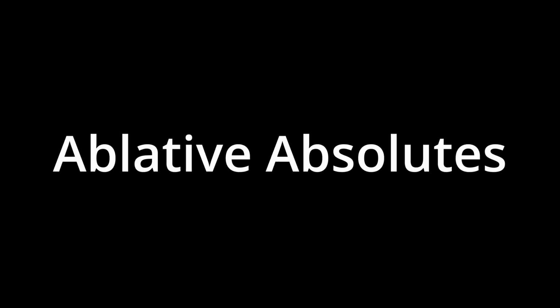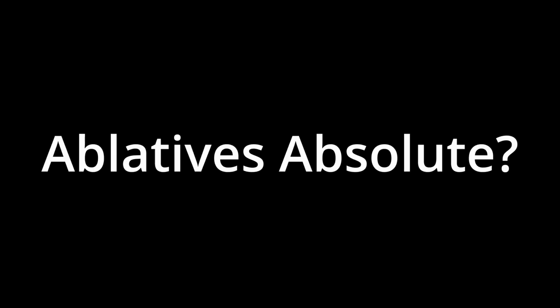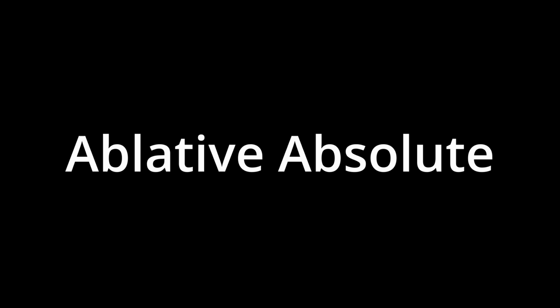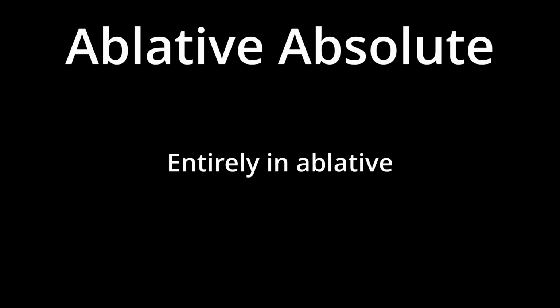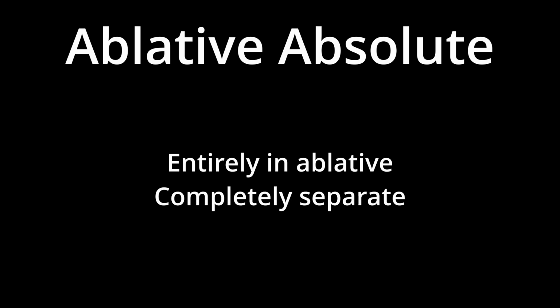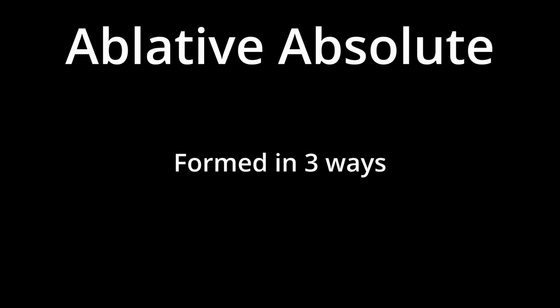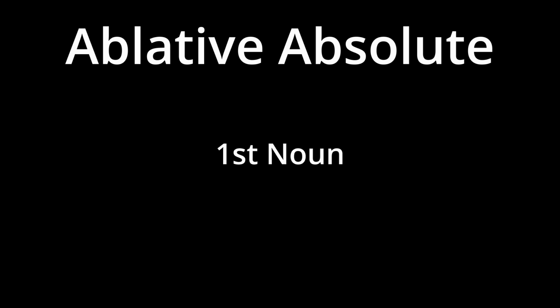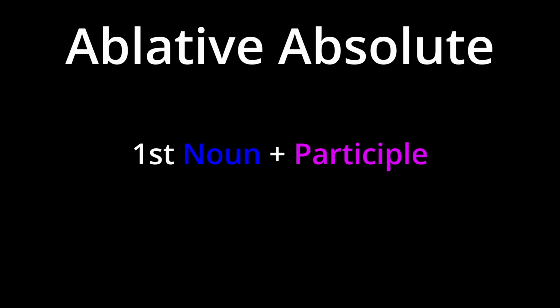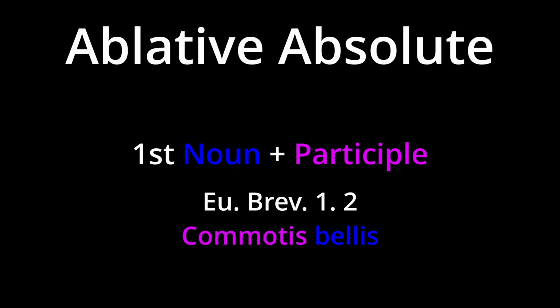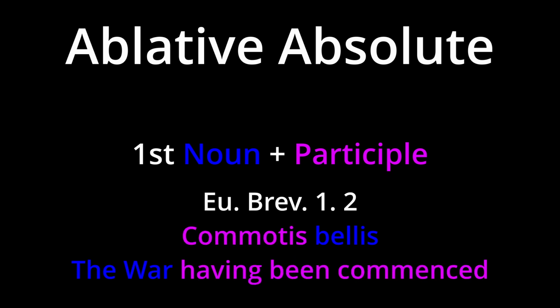Now, ablative absolutes, or ablatives absolute. The former sounds better, so I'll stick to that. Ablative absolutes are phrases entirely in the ablative case that are completely separate, or absolute, from the grammar of the rest of the sentence. They are formed one of three ways. The first and most common is with a noun and a participle, both in the ablative case, of course. We have an example of this in Book 1, Chapter 2, Commotis Bellis, the war having been commenced.